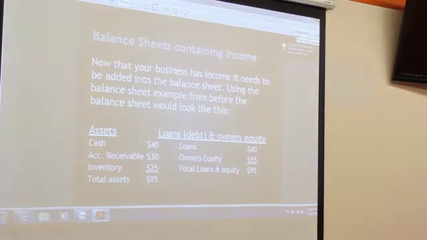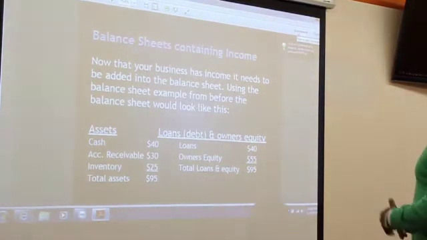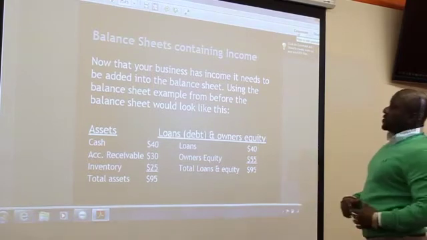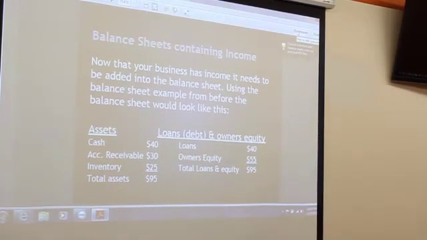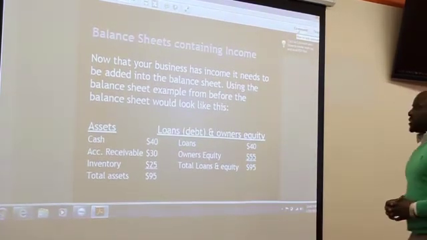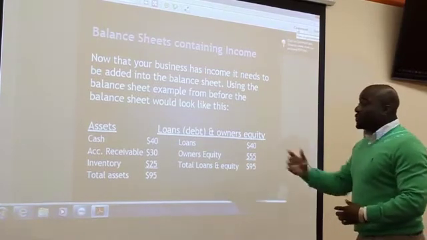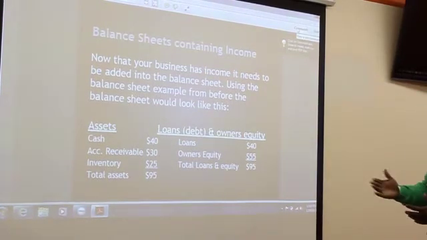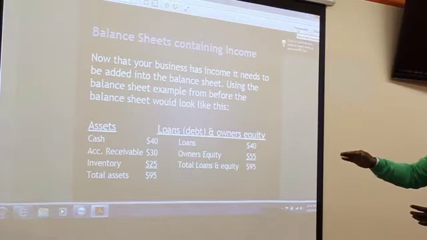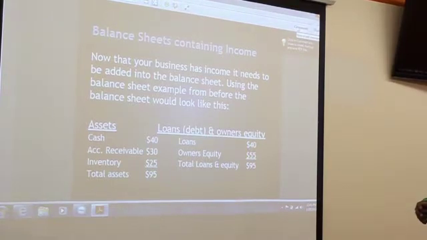Balance sheets containing income. Now that your business has income, it needs to be added into the balance sheet. Using the balance sheet example from before, the balance sheet will look like this. Cash, $40, accounts receivable, $30, inventory, $25, total assets, $95.